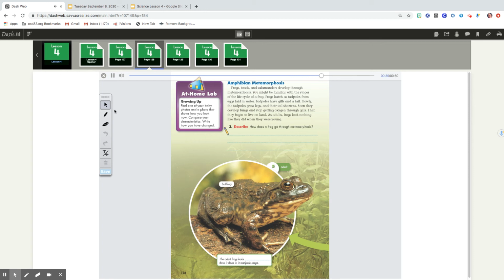At-home lab. Growing up. Find one of your baby photos and a photo that shows how you look now. Compare your characteristics. Write how you have changed.